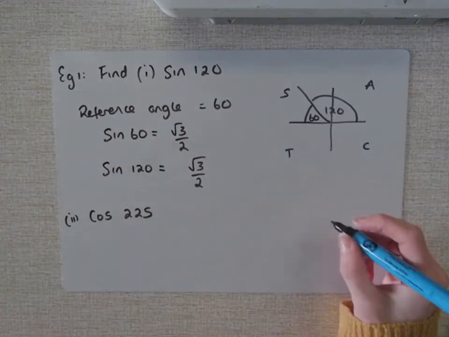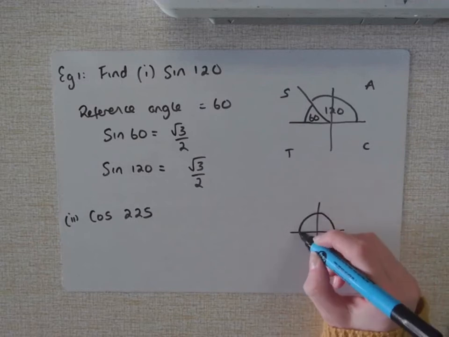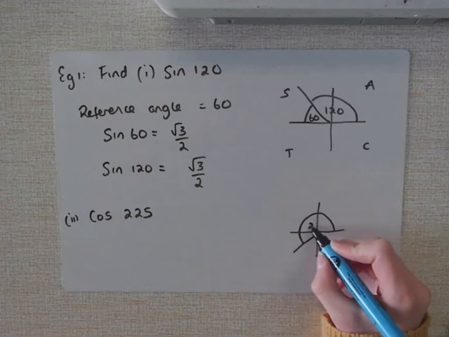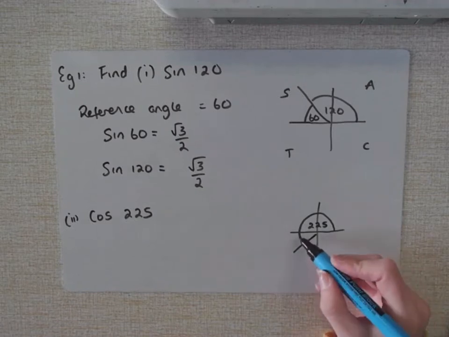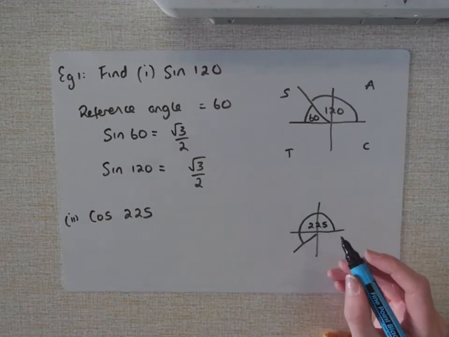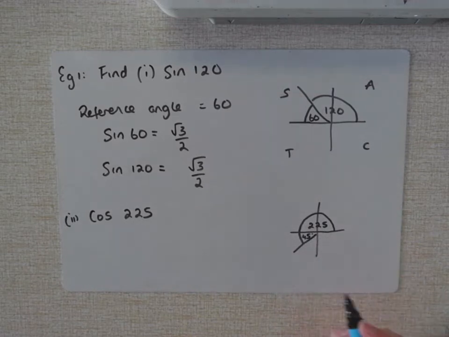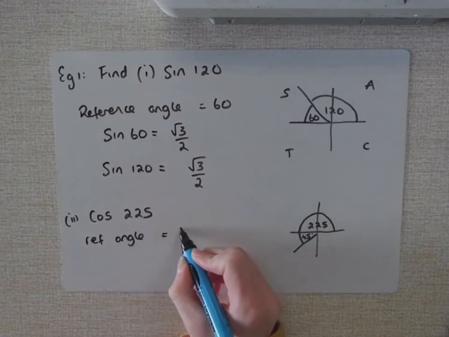Now, cos of 225. 225 is bigger than 180. Okay, so it's going to be in here. So here it's 180 plus something gives me 225. So that's going to be 45, isn't it? So my reference angle is 45.